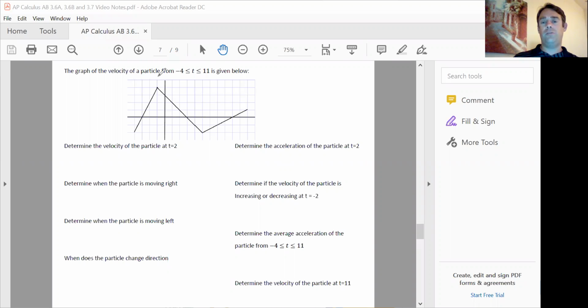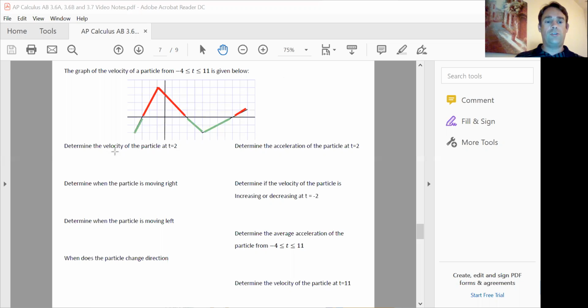All righty, here we go. This is a velocity graph. So let's mark it up a little bit like we did here. Velocity is positive, real quick, when my graph is above the x-axis. My velocity is negative when my graph is below the x-axis. Just so we have that clarified here.